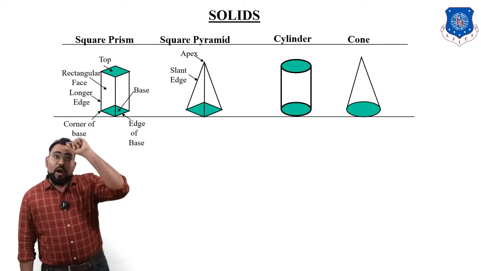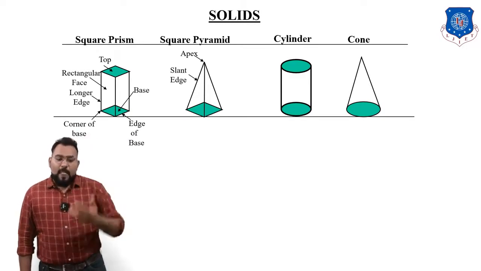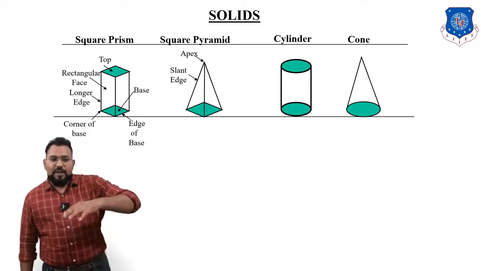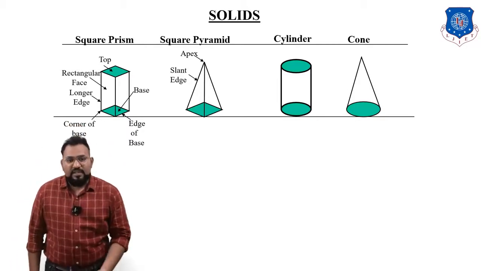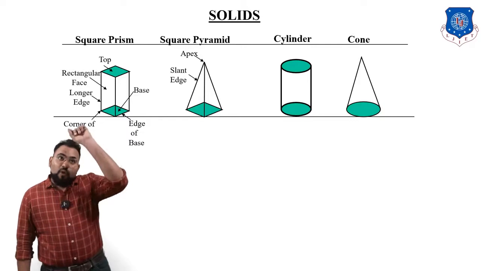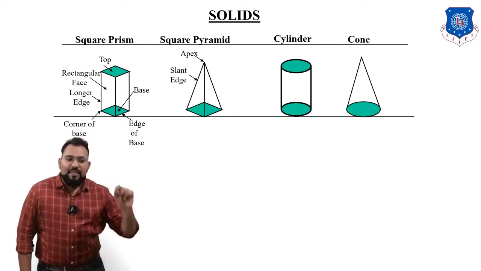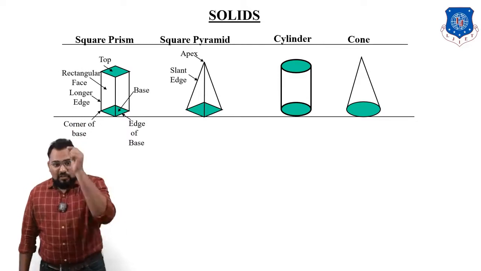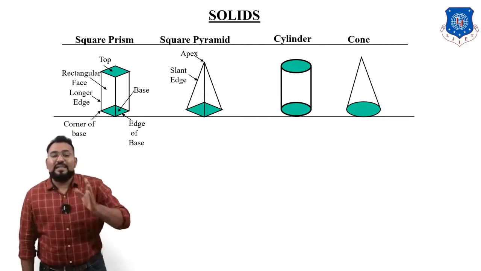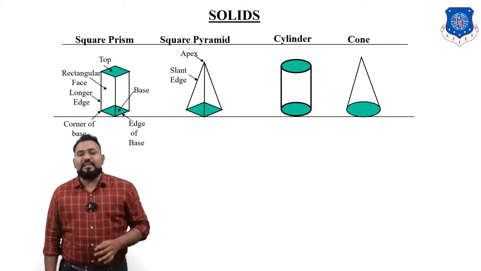What is a slant edge? It connects the topmost point and the bottom surface. In a square pyramid, you have a topmost point, that is the apex, and a bottom surface. The line connecting the topmost point, the apex, and a corner of the base is an inclined line. All these inclined lines are known as slant edges. You can see the slant edges over here.